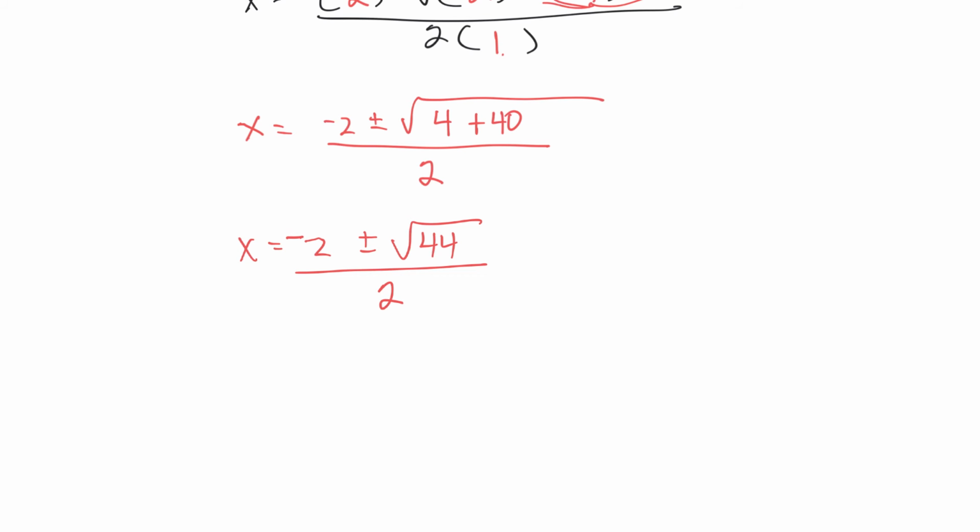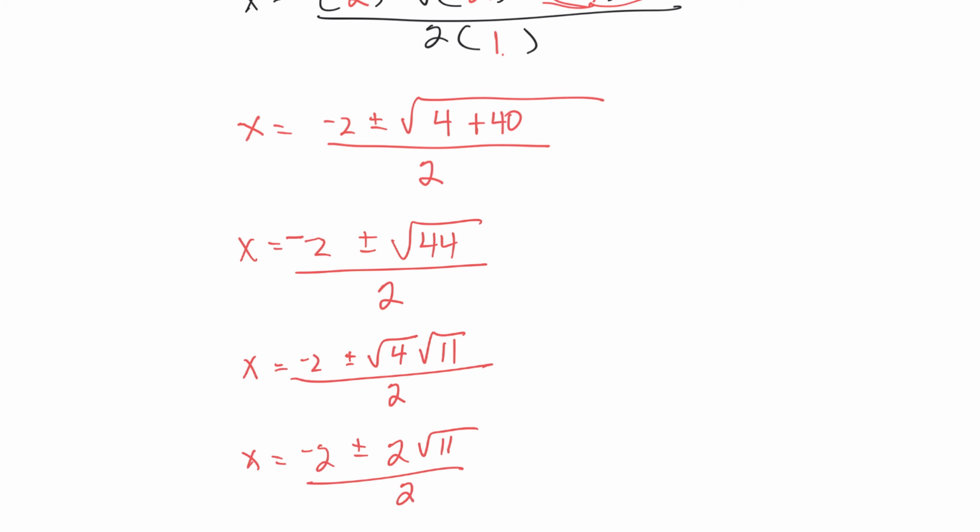Now 44 I think I can simplify. So it's minus 2 plus or minus square root 4 times square root 11 over 2. Or x equals minus 2 plus or minus 2 root 11 over 2. Almost there. And I can simplify further because every number of these coefficients is divisible by 2.